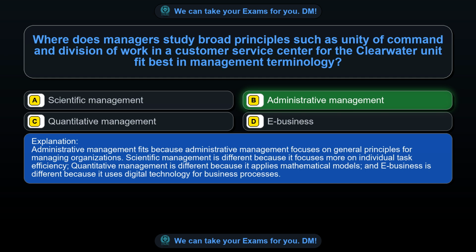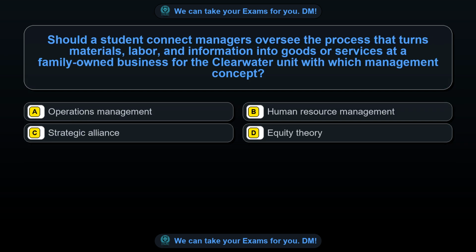Scientific management is different because it focuses more on individual task efficiency. Quantitative management is different because it applies mathematical models, and e-business is different because it uses digital technology for business processes. Question 55. Should a student connect managers overseeing the process that turns materials, labor, and information into goods or services at a family-owned business for the Clearwater unit with which management concept?